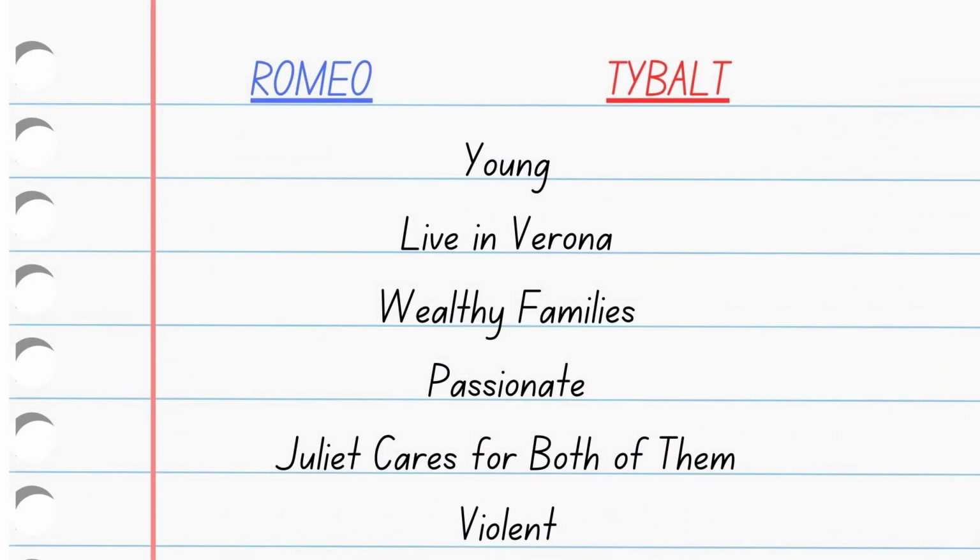Okay, so here's the evidence I have just brainstorming about Romeo and Tybalt. They're both young, they both live in Verona, they come from well-off families, they are both passionate, Juliet cares for both of them, and they are both violent. Okay, so I really streamlined the evidence portion of the EPA method, but that's because I don't want to make a 30-minute video about it. And I don't think you want to watch a 30-minute video about it.